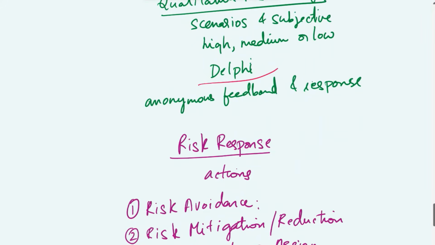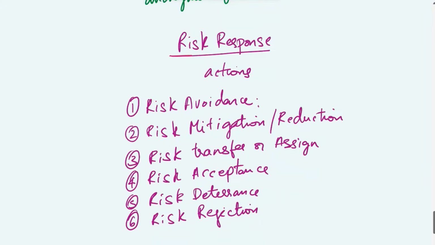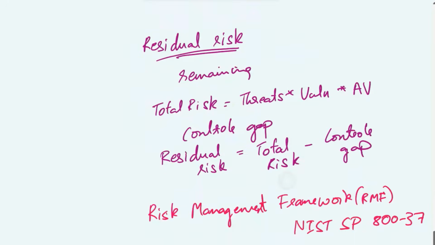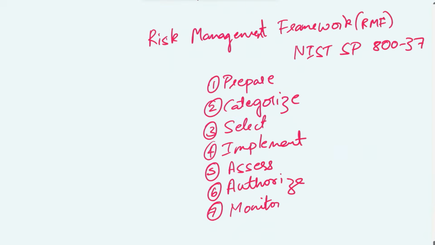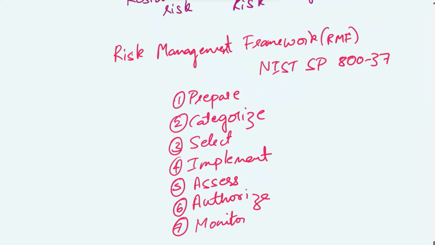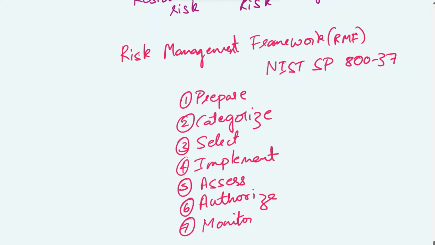In qualitative, we learned a little bit more about the Delphi technique, which involves anonymous feedback and response process. Then we learned about the different risk responses. What are the different types? Avoidance, mitigation, transfer, acceptance, deterrence, and rejection. Then we learned residual risk and total risk, how to calculate them, the formulas for those. And then finally, the Risk Management Framework RMF by the NIST Special Publication 837. What are the seven phases of this and how it can be used for your organization?